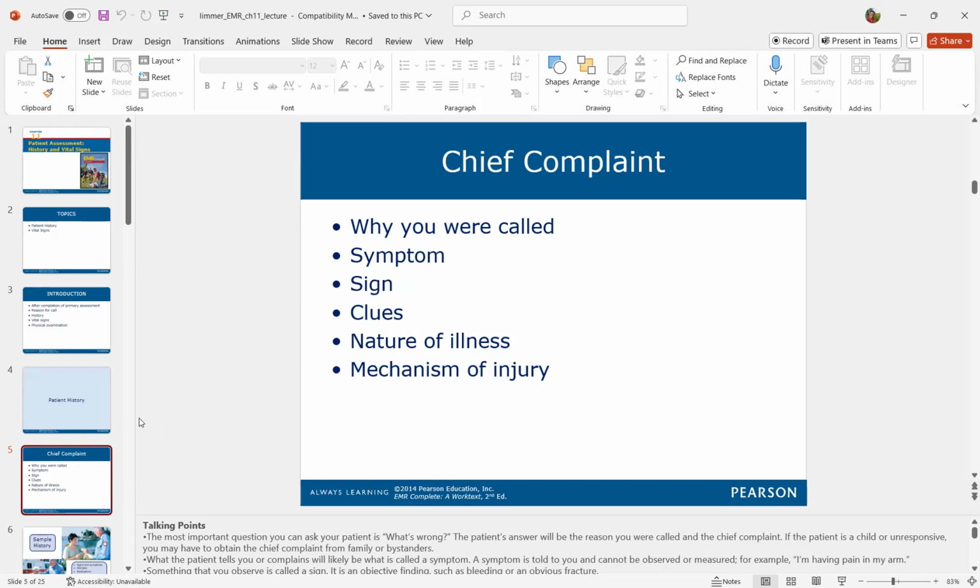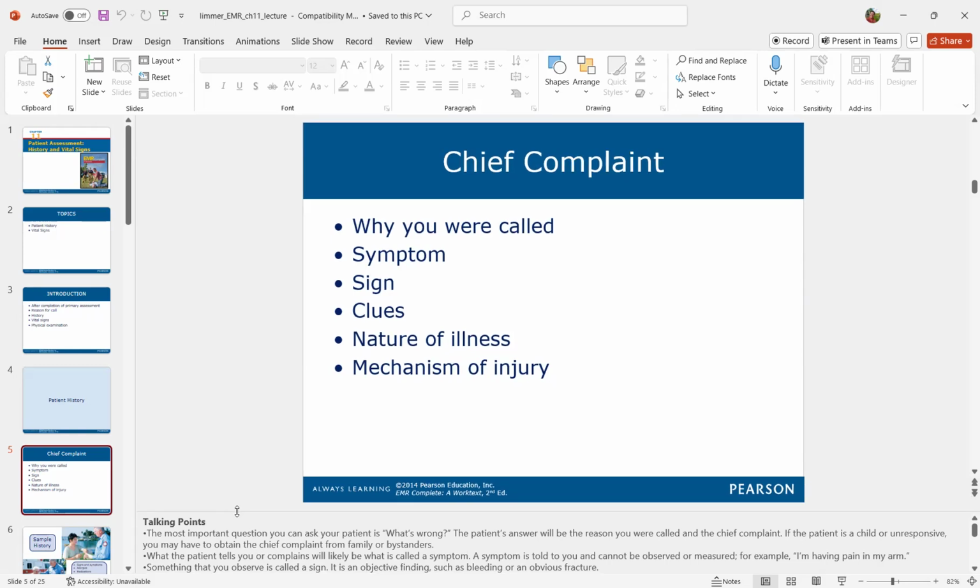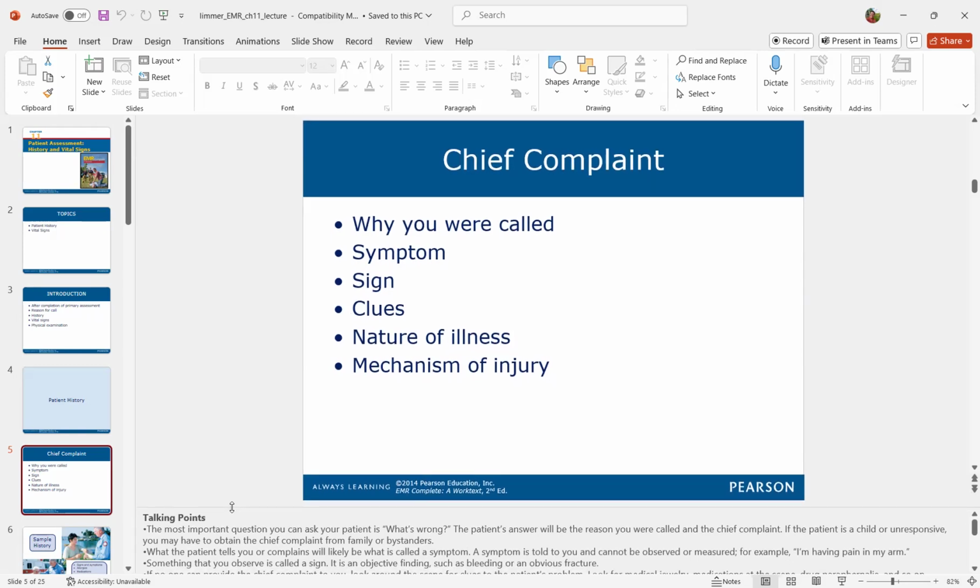If the patient is a child or unresponsive, we have to obtain the chief complaint from maybe a family member or bystanders, or maybe their chief complaint is that they are unresponsive and we can't get any information from them.